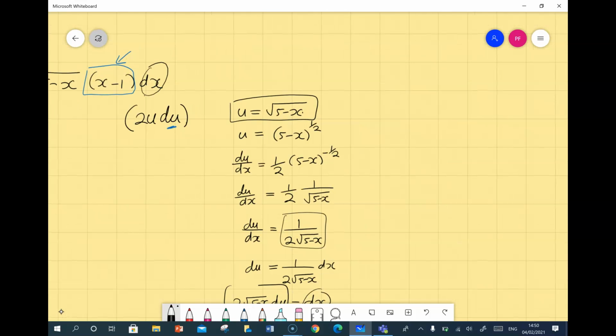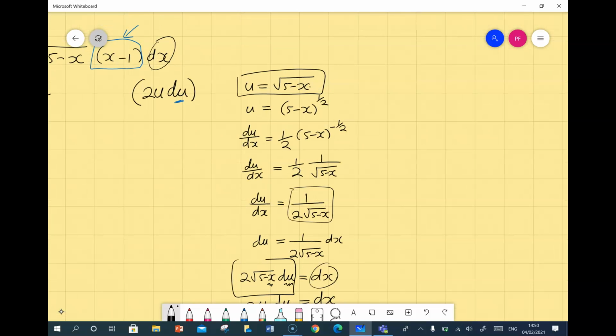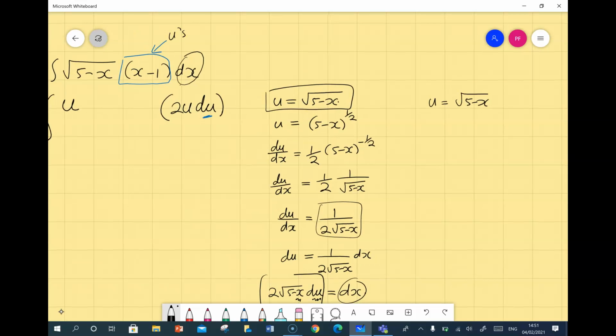So I've basically got an x minus 1. So let's start off with what we know. We have u equals the square root of 5 minus x. Now I need to get this guy. I need u's, I don't need x's, and I definitely don't need square root signs. So I'll square it. u squared is 5 minus x. Oopsie daisy, 5 minus x.